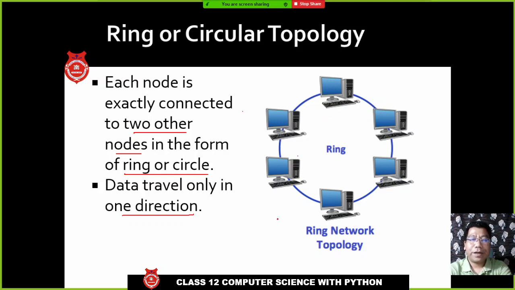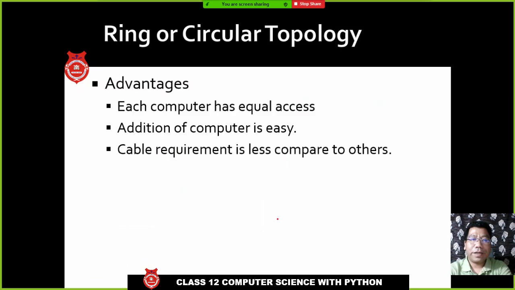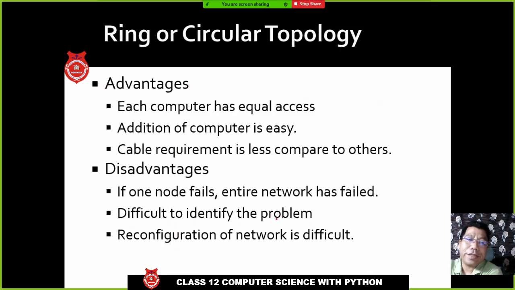I hope it's clear. The advantages include that each computer has equal access. There is no server and no client. There is no computer having super authority or administrative power, but each computer has equal rights. In addition, adding a computer is easy. That means extending or upgrading the network is very easy.